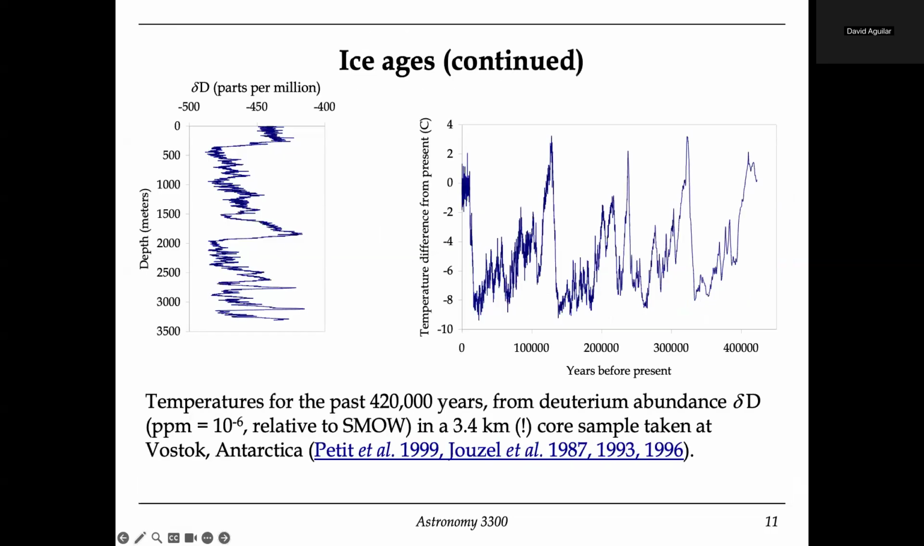There we go. Okay, so here's your D to H. And this is temperatures for the past 420,000 years, in a 3.4 kilometer core sample. Is that big? That's a long core sample. Think they pulled it out all at once?